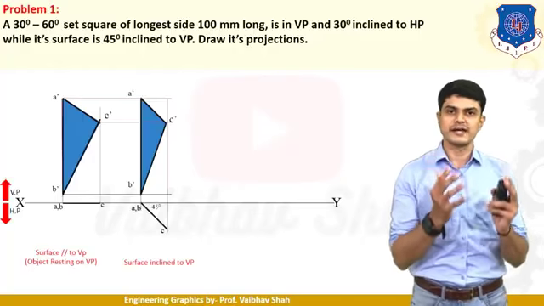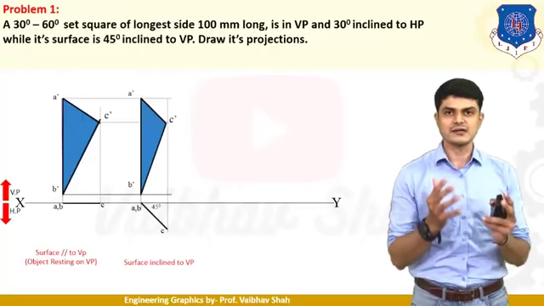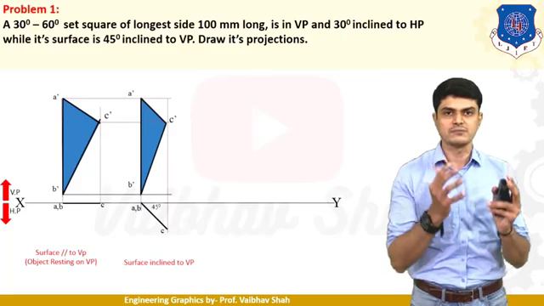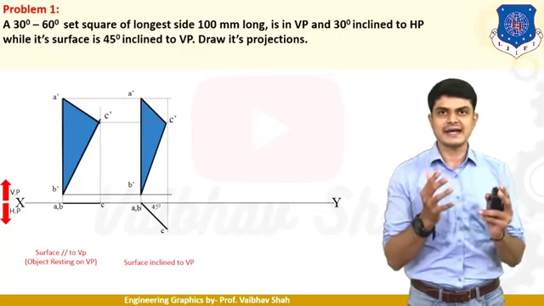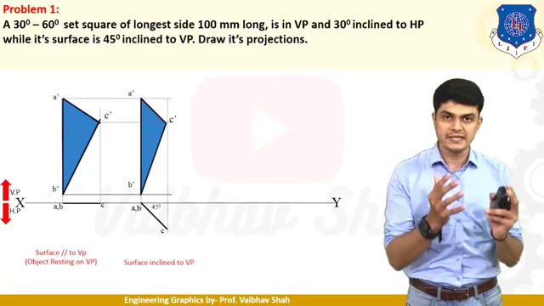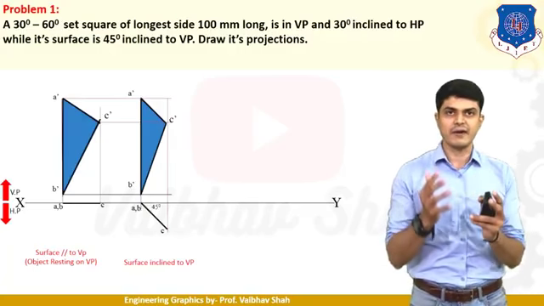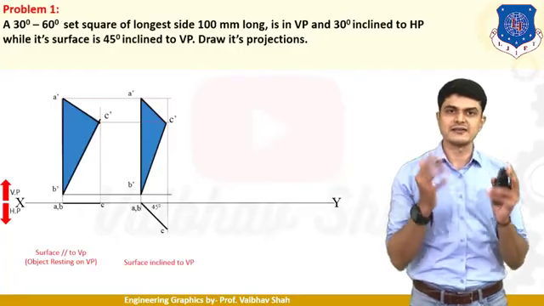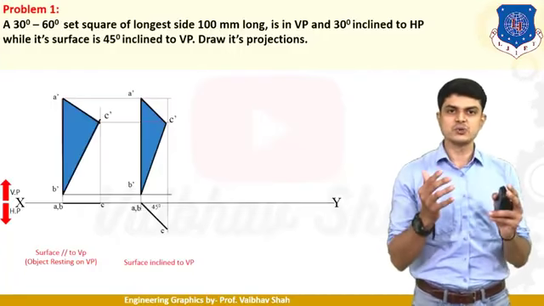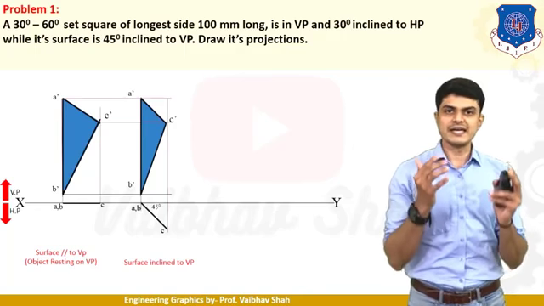Now let us move to a third and final stage drawing. So let us understand the condition from your problem statement. It is said that a square of a longest side 100 mm is in VP and the same side is now at 30 degree inclined to HP. So we should make incline this 100 mm long side into now 30 degree inclined to HP.